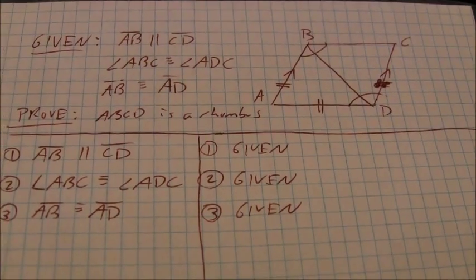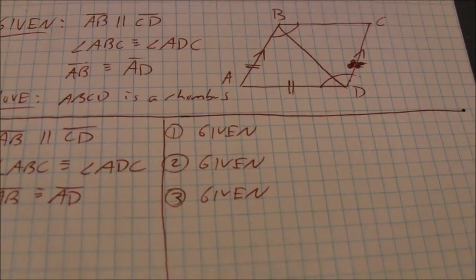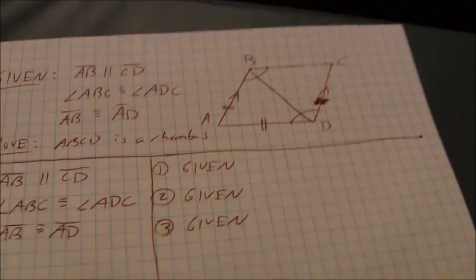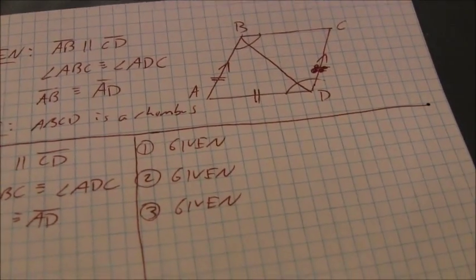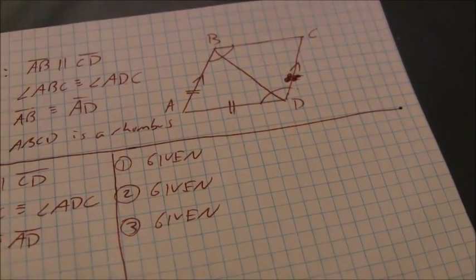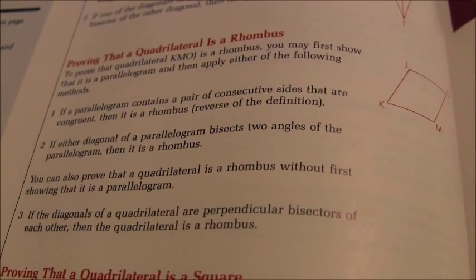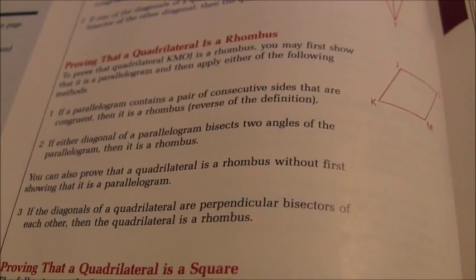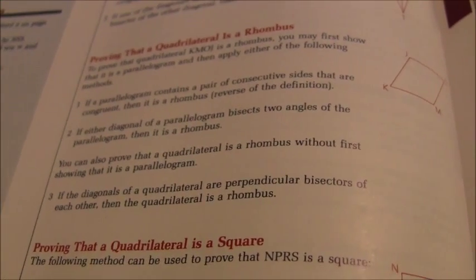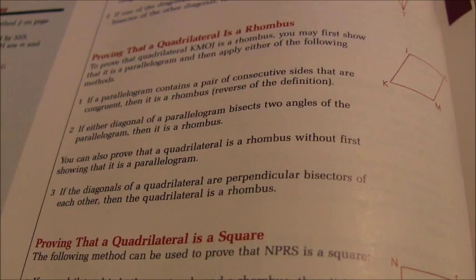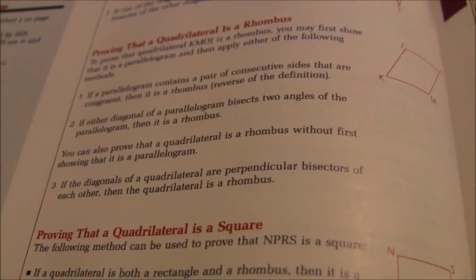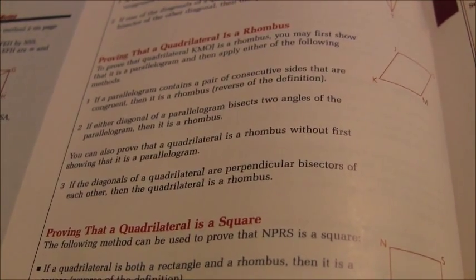I need to prove that ABCD is a rhombus, and to look at the different methods of proving a rhombus, of course I can prove four sides congruent, but keep in mind I have a couple of shortcuts here if I take a look at the textbook. One of my methods is to prove that a parallelogram has a pair of consecutive sides congruent. I can also prove that a diagonal of a parallelogram bisects two angles. I can also prove that the diagonals are perpendicular bisectors of each other.